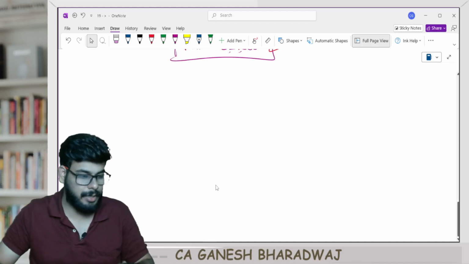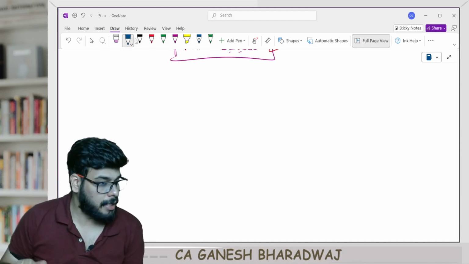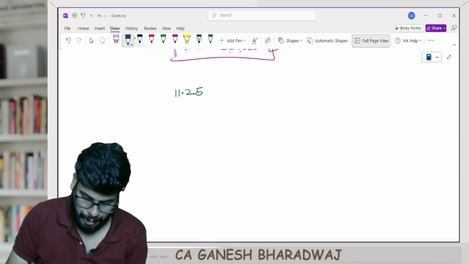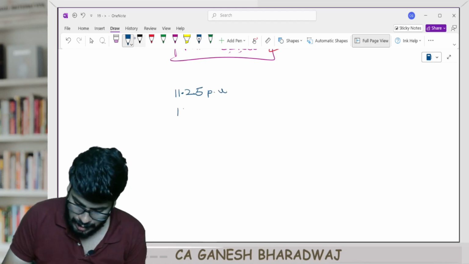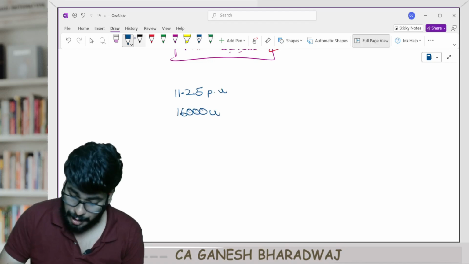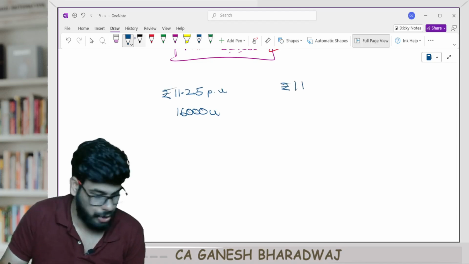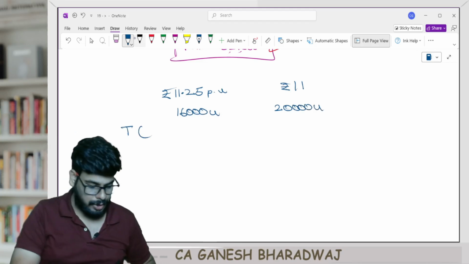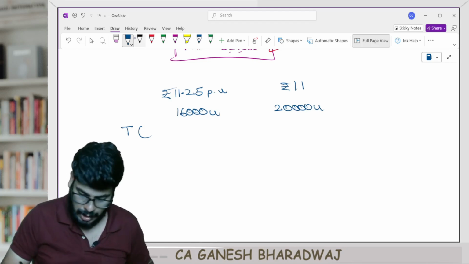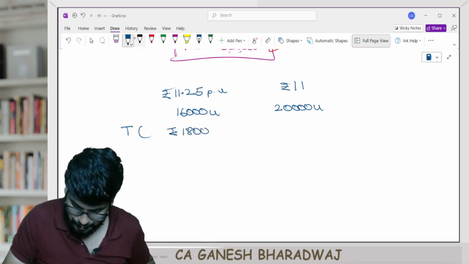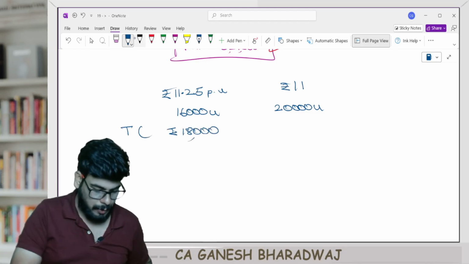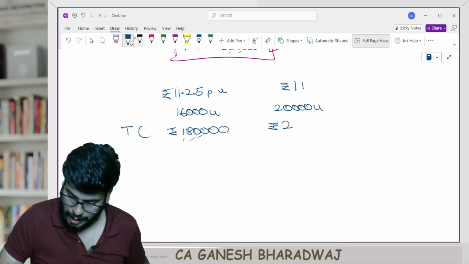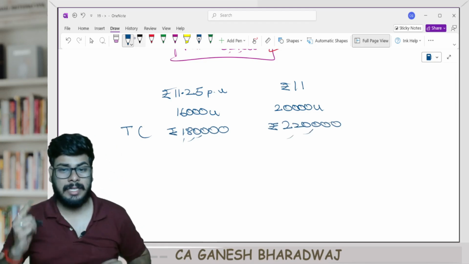So what have they given here? They have mentioned that her cost per unit is going to be 11.25 rupees if she is going to sell 16,000 units. Similarly, the cost is going to be rupees 11 if she is selling 20,000 units. So the total cost if she is selling 16,000 units is 11.25 into 16,000, that's going to be rupees 1,80,000. And here it's going to be 20,000 into 11, that's going to be rupees 2,20,000.